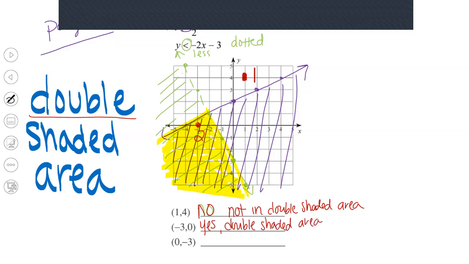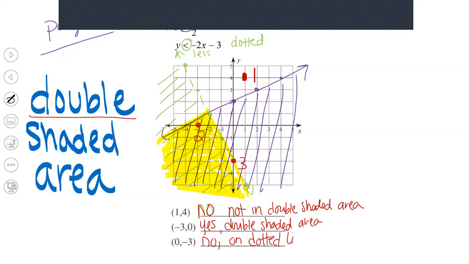Last one. 0, -3, and this one's the trickiest. What do you think, yes or no? I got 2 no's. Does anybody think yes? Why do you say no? Because it's on what line? It's on a dotted line. Very good. So no, because it's on a dotted line.